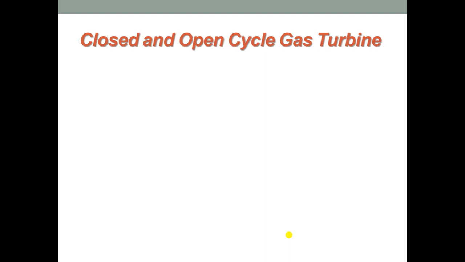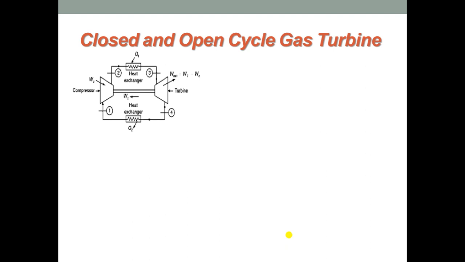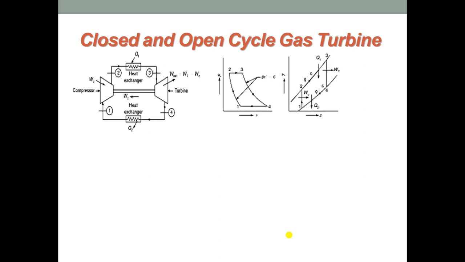Now we discuss the two types of gas turbine cycle, that is either closed cycle gas turbine or open cycle gas turbine. First we will see how a closed cycle gas turbine is going to work. The closed cycle gas turbine is a modification of the open cycle gas turbine. The figure shows the line diagram of a closed cycle gas turbine.